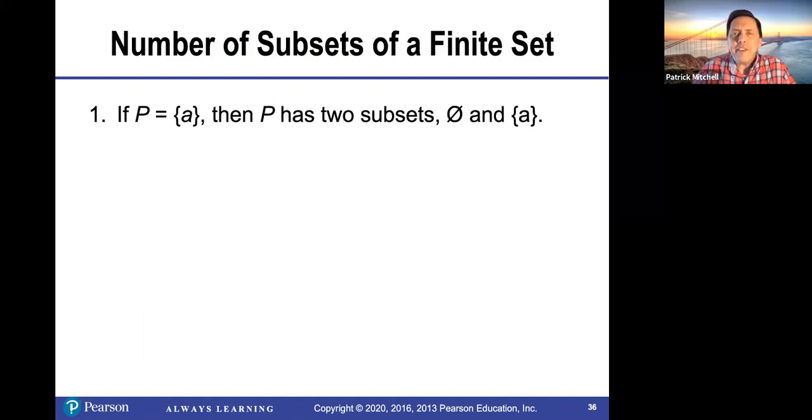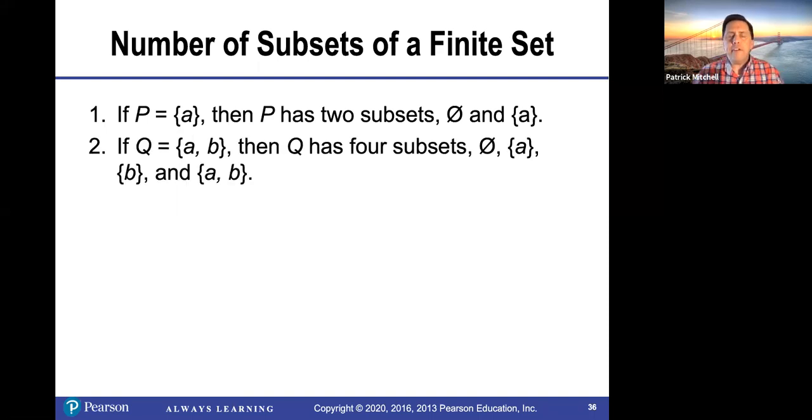The number of subsets of a finite set. So let's start with a set that has one element, like P, which is the set containing only the letter A. That set has two subsets, the empty set and the whole set. So one thing that I haven't mentioned to you yet is that the empty set is a subset of every set. That sounds like maybe a good topic for the discussion boards.